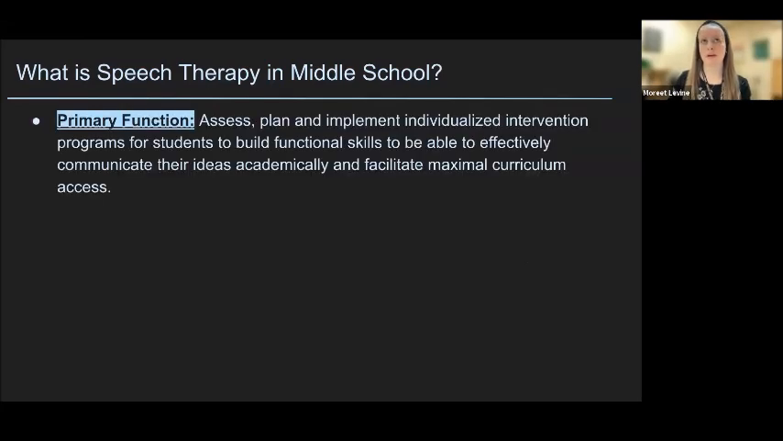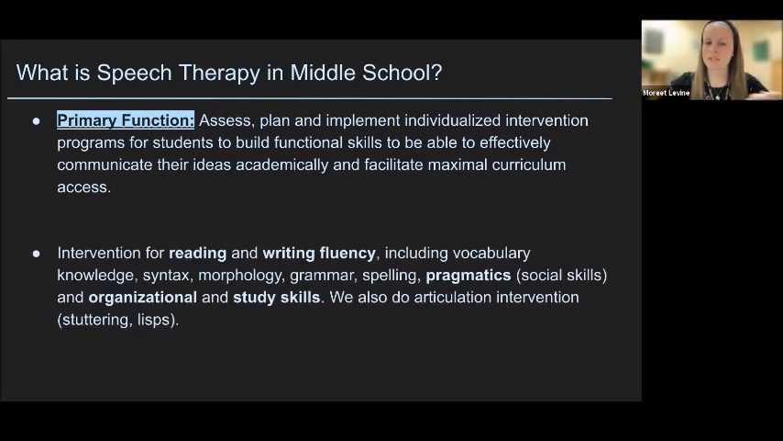So the primary function or the main purpose of speech therapy is to assess, plan, and implement individualized intervention programs for students to help build functional skills, don't worry, I'm going to explain, to be able to effectively communicate their ideas academically and facilitate maximal curriculum access. What does that mean? Help the students get the skills that they need to do as best as they can in school. So again, I'm going to get even more specific, but we're moving that way slowly.